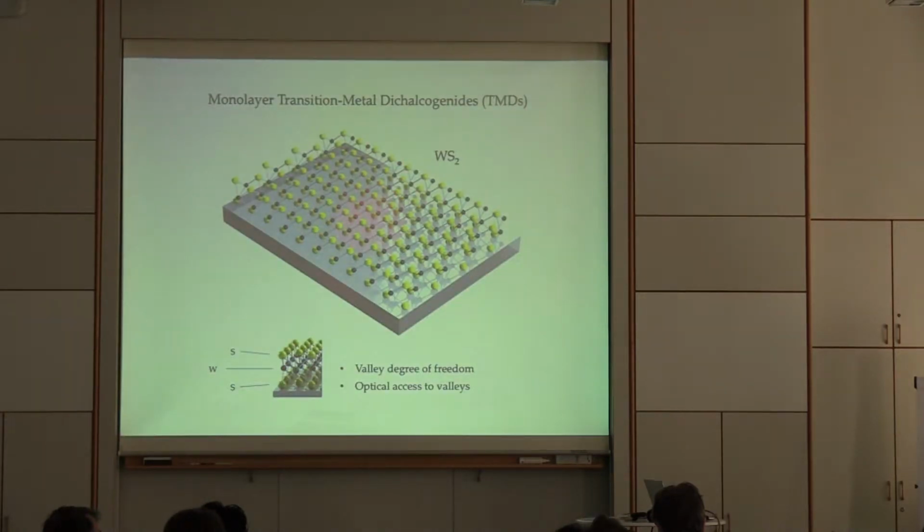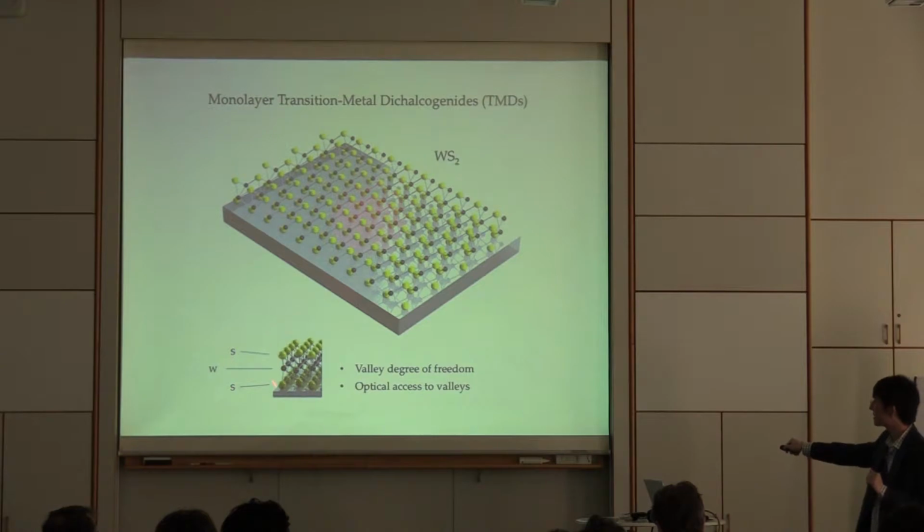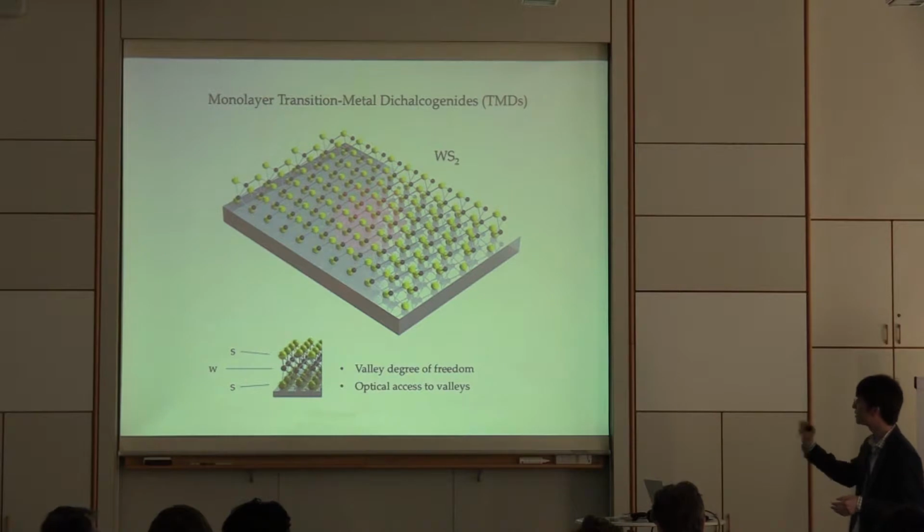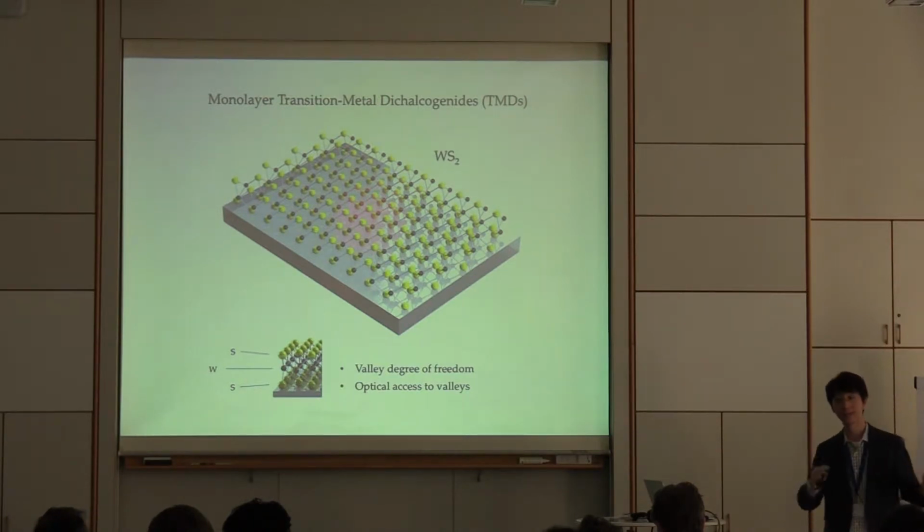This material, the monolayer transition metal dichalcogenide, is a family of semiconductors. One example that I use is tungsten disulfide. It can be grown on top of a substrate, in this case sapphire. This material consists of a tungsten atomic layer sandwiched between two sulfur layers. It is very interesting because, like graphene, it has the valley degree of freedom. But unlike graphene, this material can be tuned optically to access the two valleys, the K and K prime valleys.